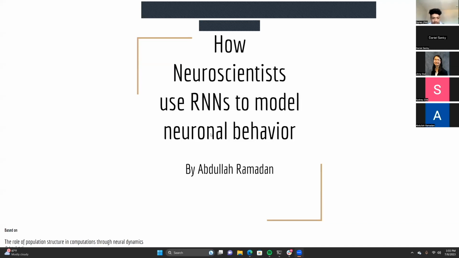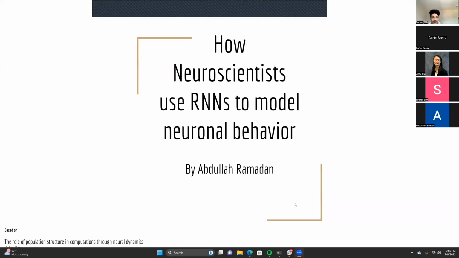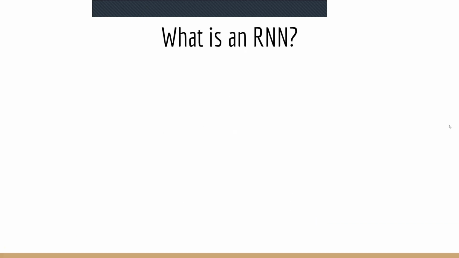My name's Abdullah, and I'm going to be talking to you guys about how neuroscientists use recurrent neural networks to model neuronal behavior. So we have to start with the question, what is a recurrent neural network? You can imagine a recurrent neural network to be almost exactly like your usual neural network, except that it also takes in information on what it's done before.